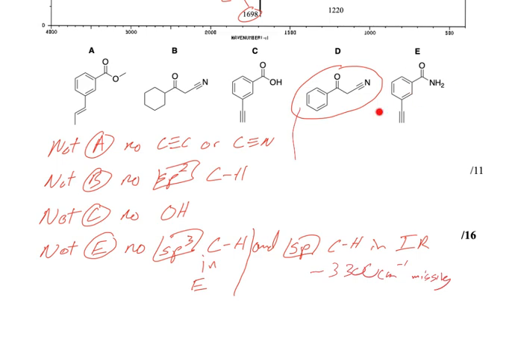Why is it not E? Because E should also have an NH2, and there is no NH2. It also doesn't have any sp3 CHs, and my IR up here had sp3 CHs. If it was E, you'd have to have NH2s, but that's missing. So it has to be D, because D has a triple bond, has a carbonyl, has sp3 CHs and sp2, and it has a benzene ring. So that's the best answer. But that's what I'm looking for: process of elimination.